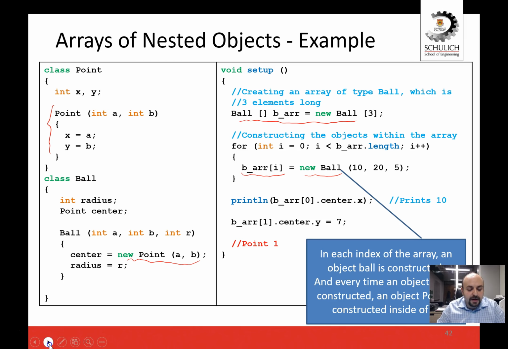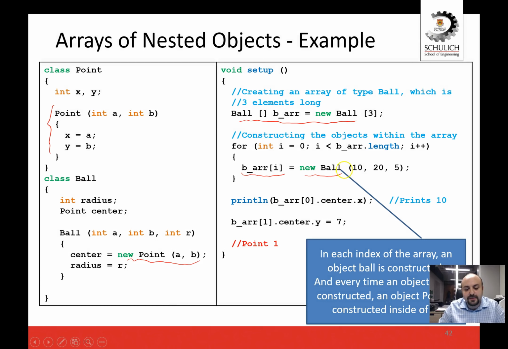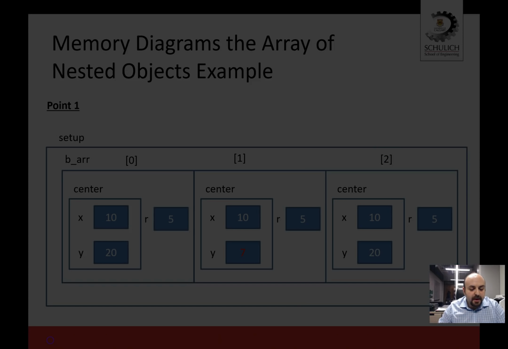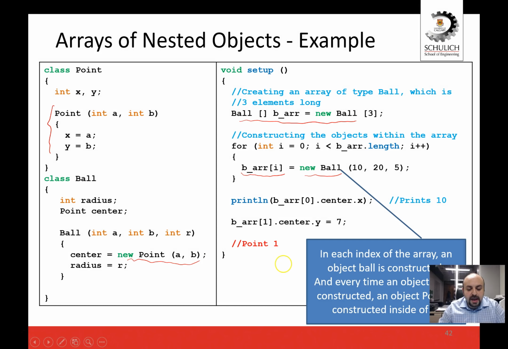So the memory diagram will look something like this. You have the array BR, and you have cells 0, 1, and 2, and in each cell you're going to have what you have constructed. It so happens that the constructor we're calling puts 10, 20, and 5 in everything. So if you go back, I have 10, 20, and 5 in all elements except this one. The reason for this one is that at the end I have said go to the first element and in center.y put the value 7.